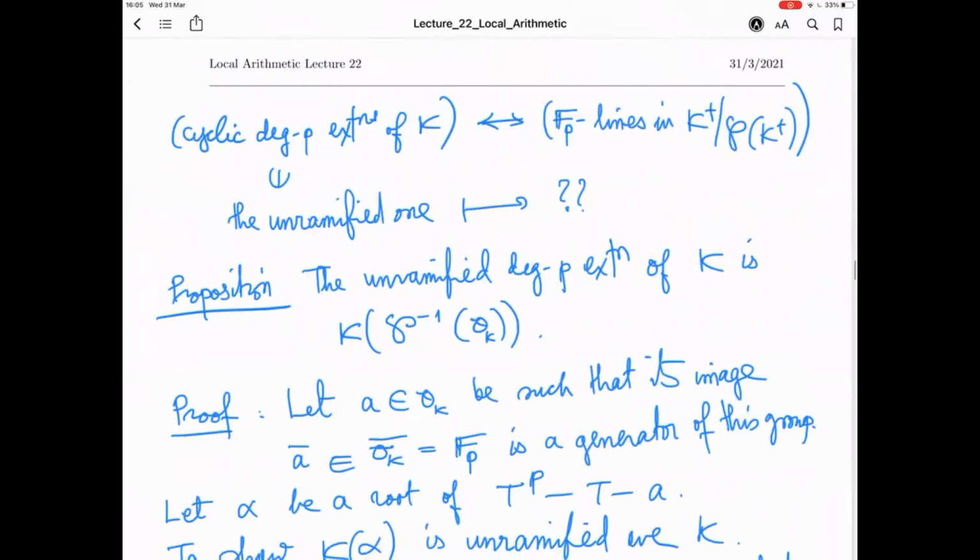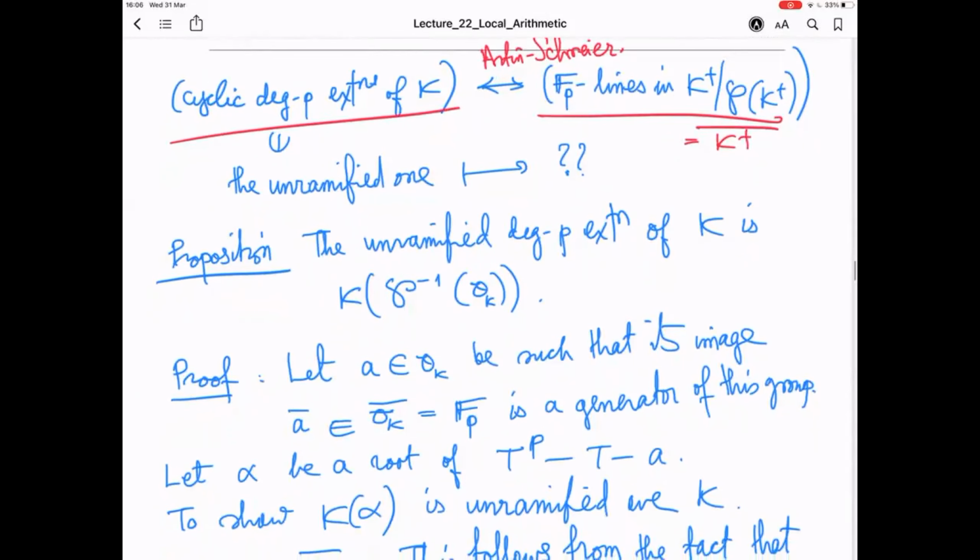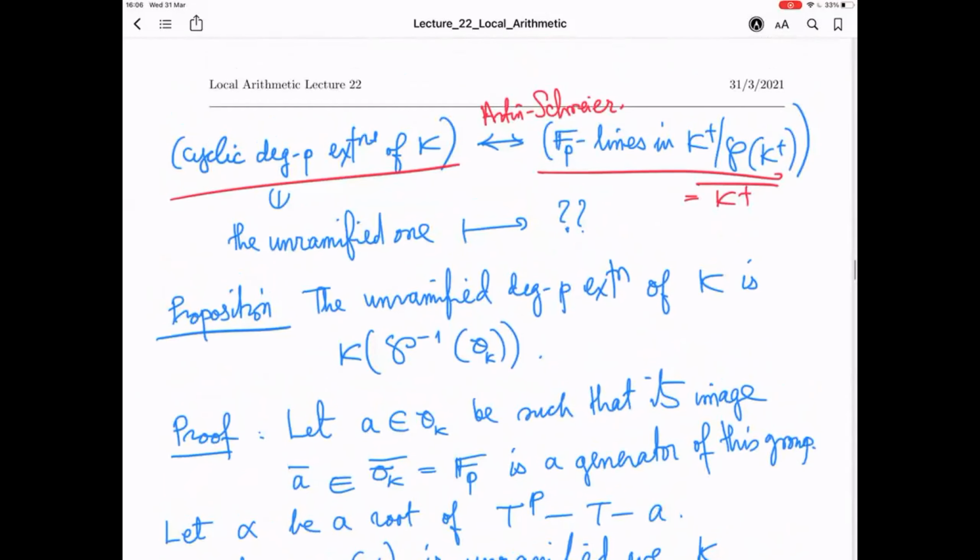And we had seen that cyclic extensions of degree p correspond to F_p lines in k^+ bar, that is, k^+ modulo ℘k^+. I've been denoting this by k^+ bar. And this is, of course, Artin-Schreier theory. Okay. That is for an arbitrary k.